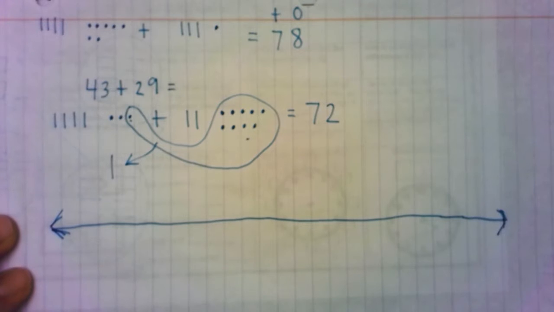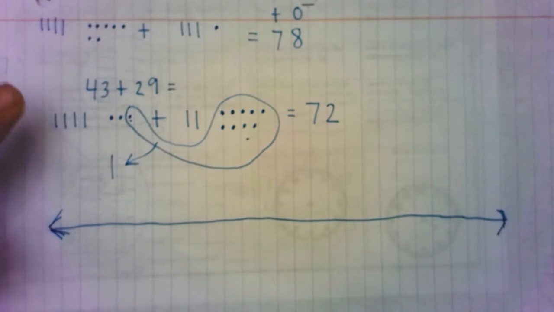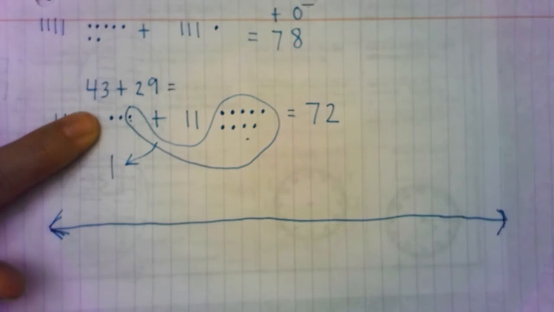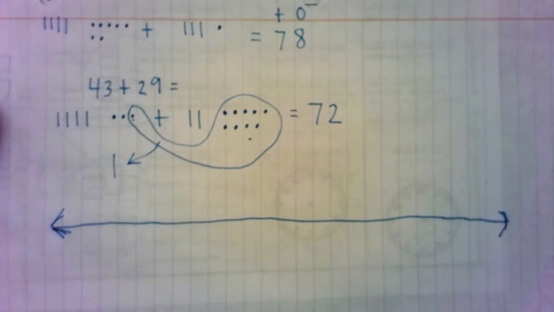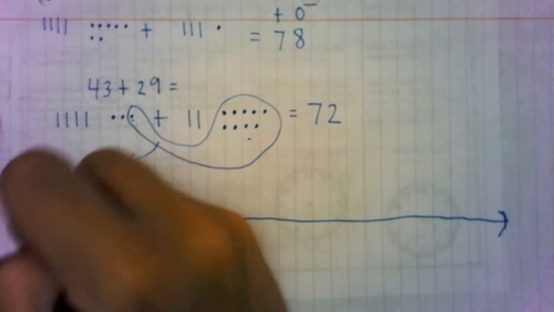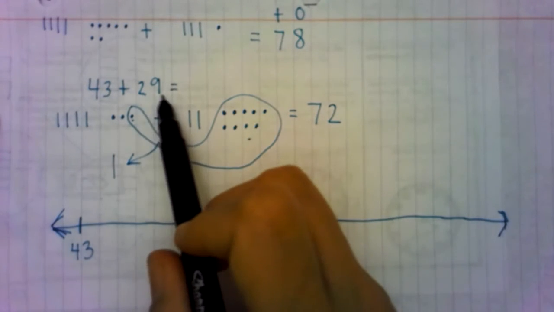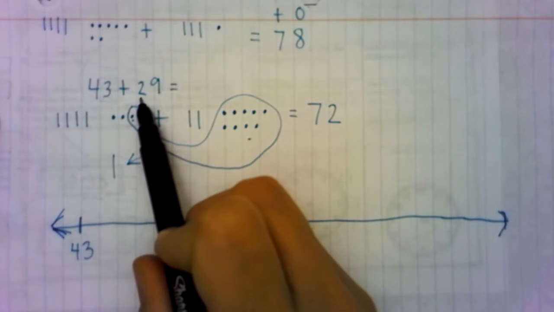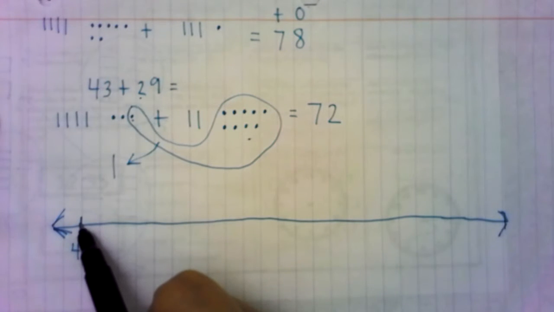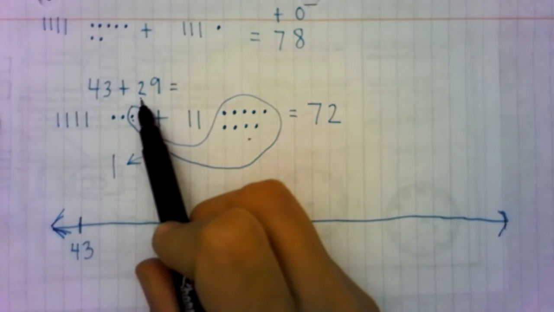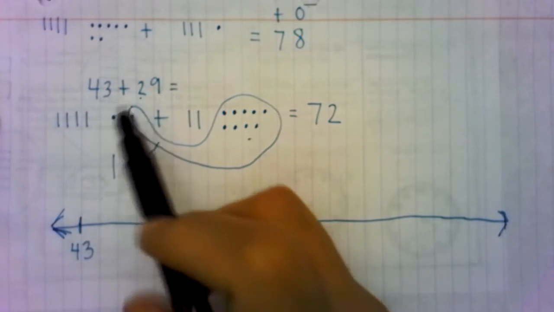Remember, when we're doing a number line in second grade, we're going to start with the biggest number. So 43 is our biggest numeral. I'm going to start here with 43. And I need to add 29. So 29 has 2 10s in it. So I can start at 43 and I can jump up 2 10s because there's 2 10s in 29.